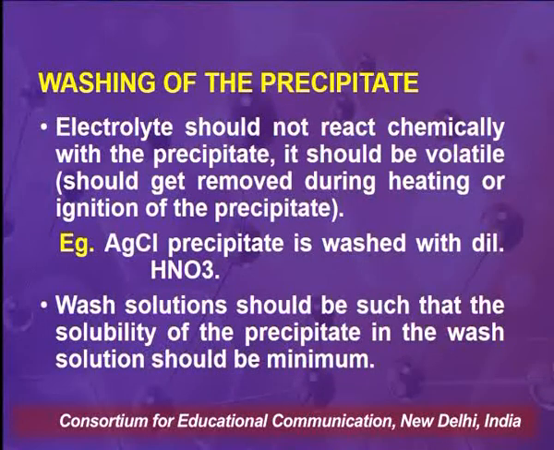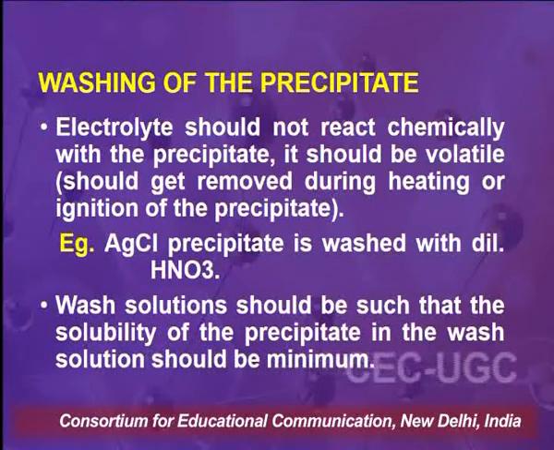The electrolyte which is added to water to increase the ionic strength of water should not chemically react with the precipitate. The precipitate which has been produced should be unreactive with the electrolyte. It should be volatile, and generally for that purpose the electrolytes which are added are hydrochloric acid and or chloride salts, because all chloride salts are highly volatile.